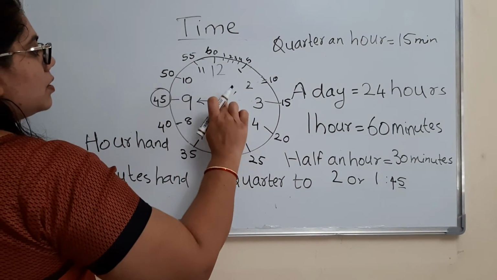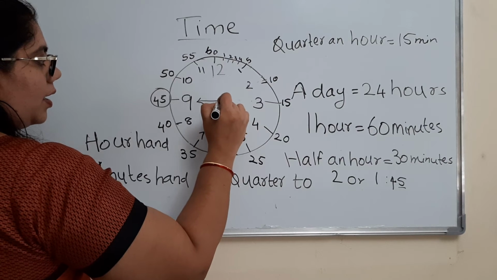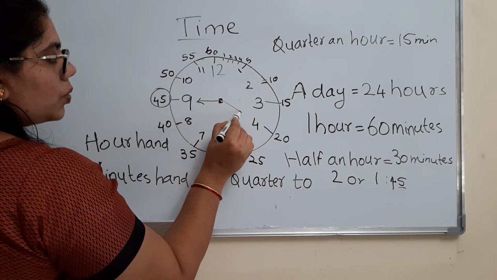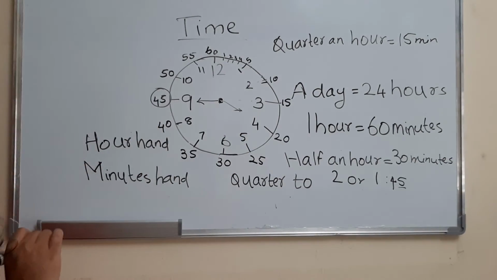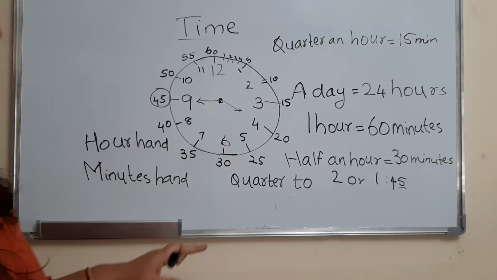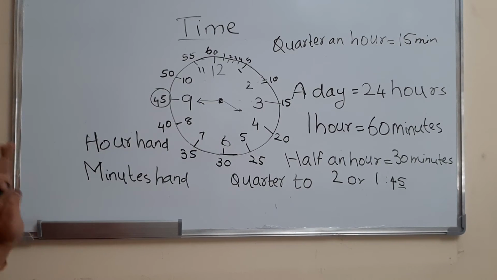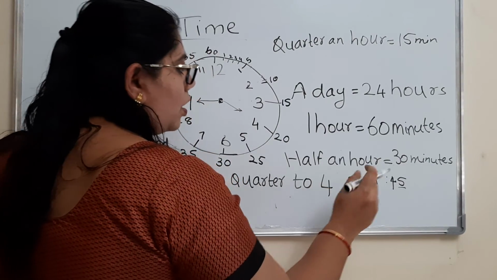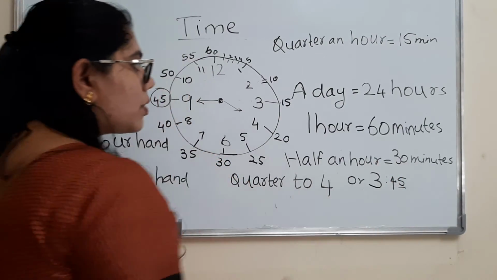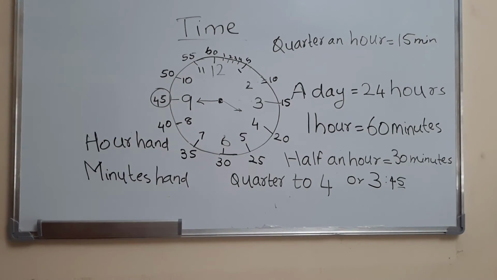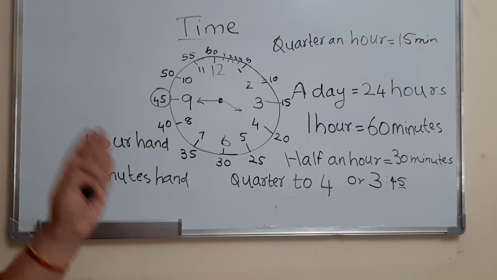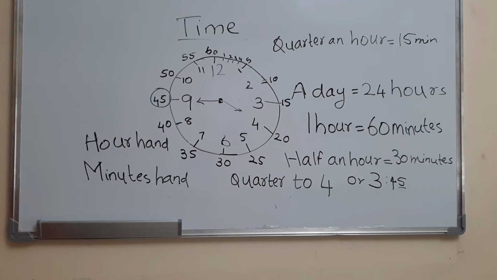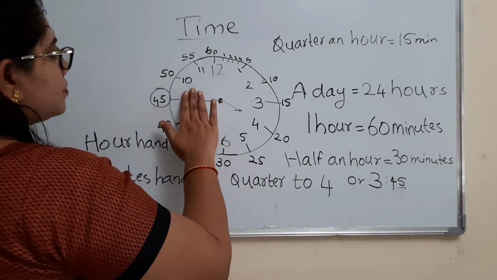If the minute hand is showing 9, and the hour hand is close to 4, but doesn't become 4, then what will be the time? Quarter to 4, or the time is 3:45. So 3:45 we will call quarter to 4. Got it? Okay.